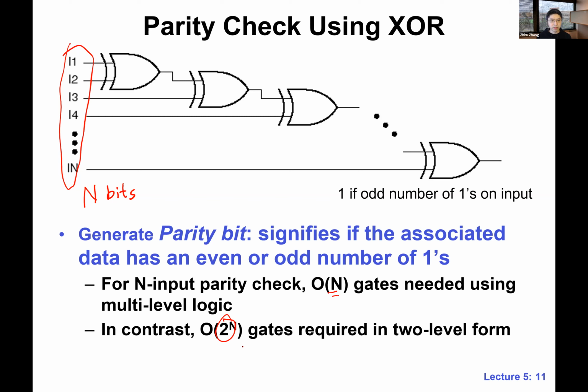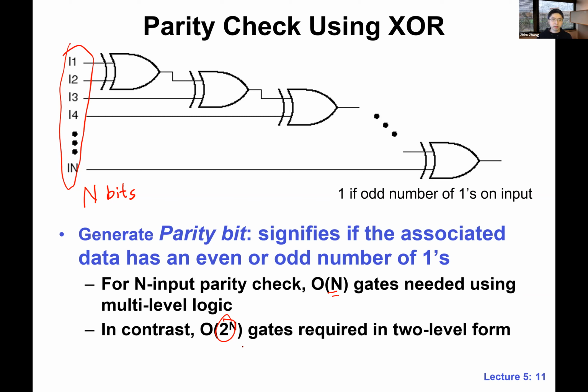In general, for arbitrary n, we actually need an exponential number of gates if we have to use a two-level form. That's where multi-level logic is really useful. If you're not convinced, just try it out, for example the 4-input or 5-input case. Build a truth table yourself, and then try to minimize it.